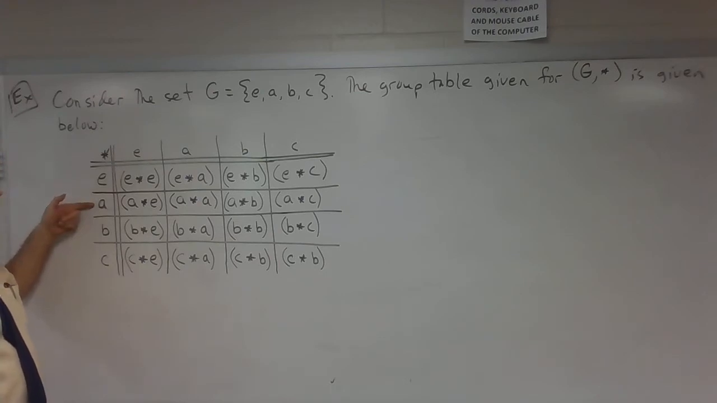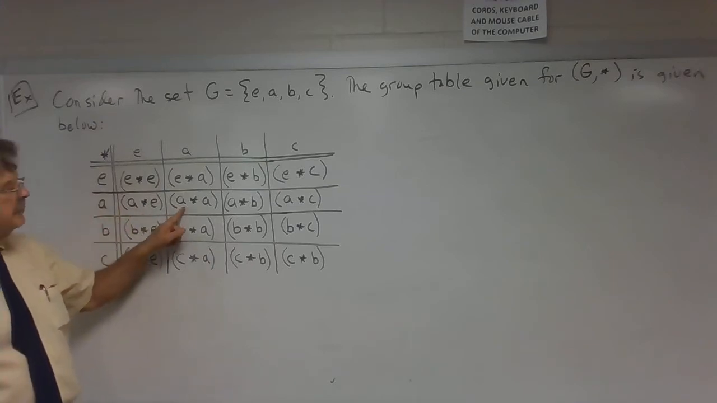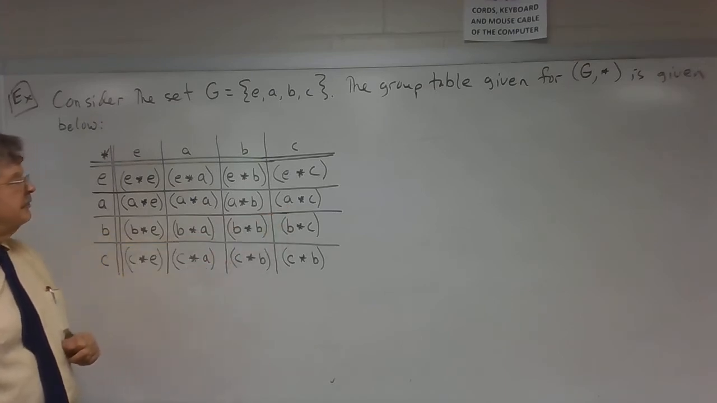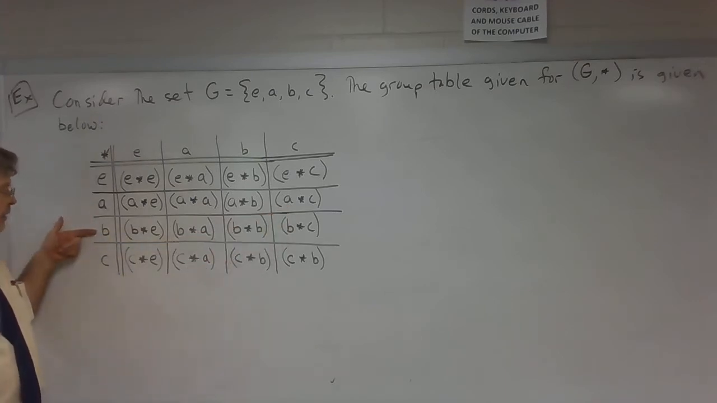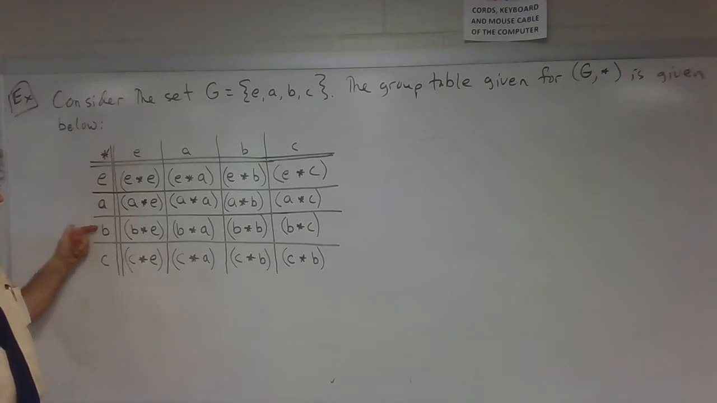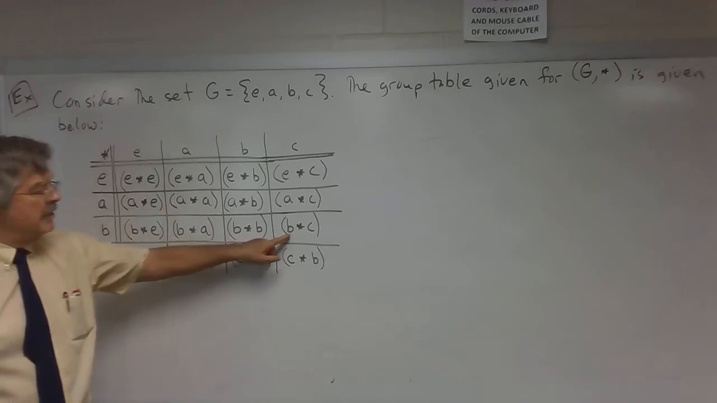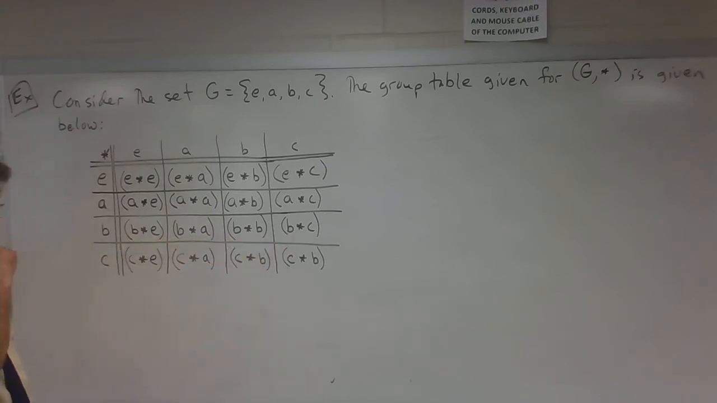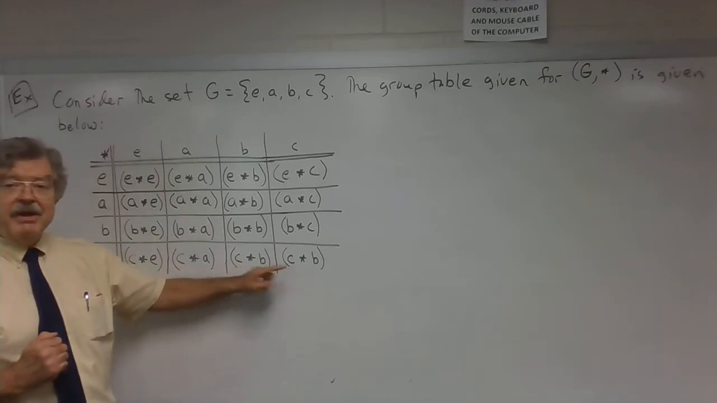A is the header of the next row, and in this row, A is the first element of the ordered pairs. B is the header for the third row, and this indicates that all of the elements in this row are such that B is the first element of the ordered pair. And C is the header for the last row, in which C is the first element of the ordered pairs.